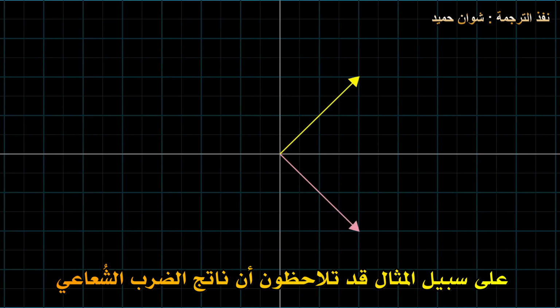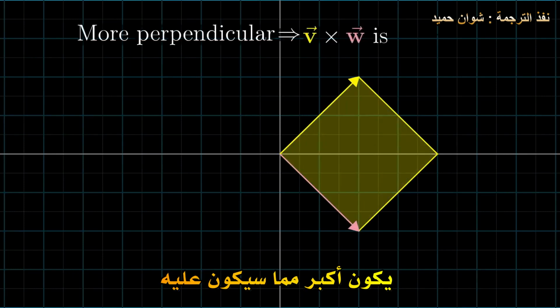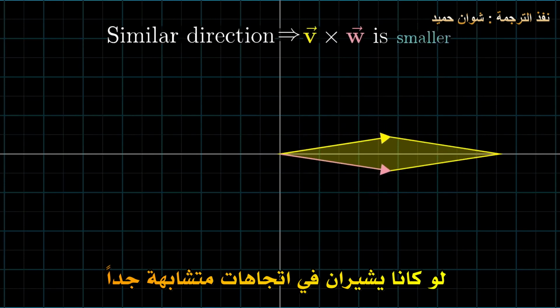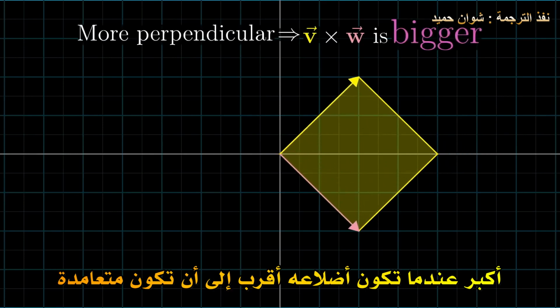For example, you might notice that when two vectors are perpendicular, or at least close to being perpendicular, their cross product is larger than it would be if they were pointing in very similar directions, because the area of that parallelogram is larger when the sides are closer to being perpendicular.